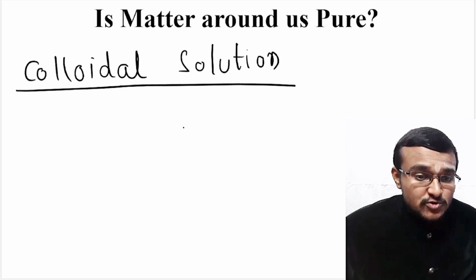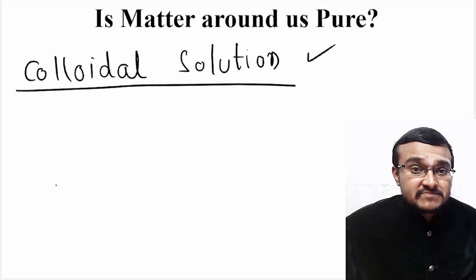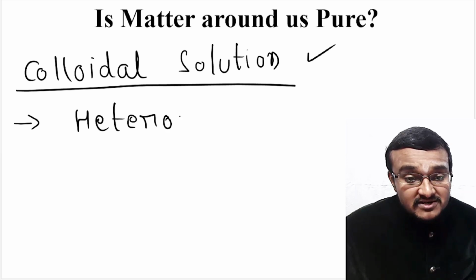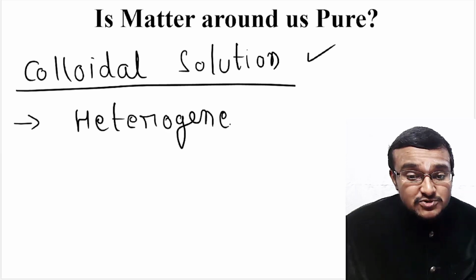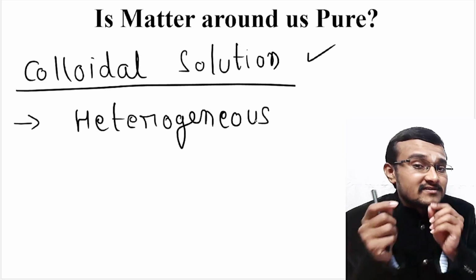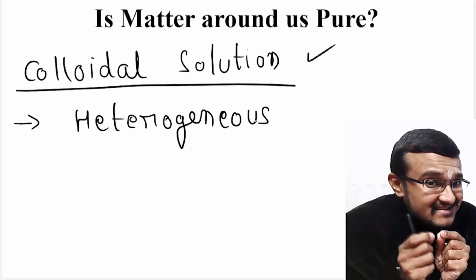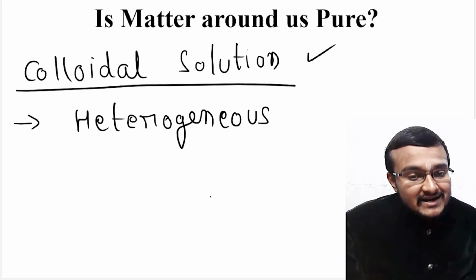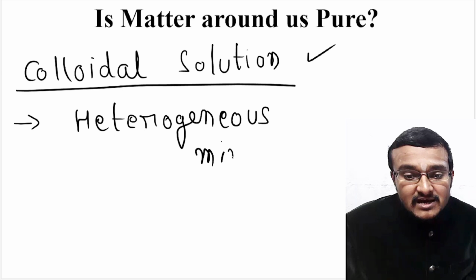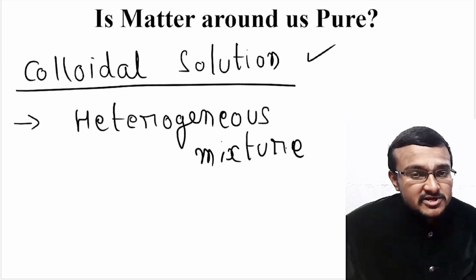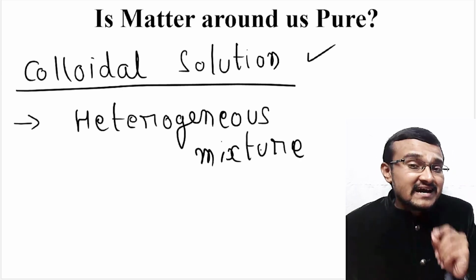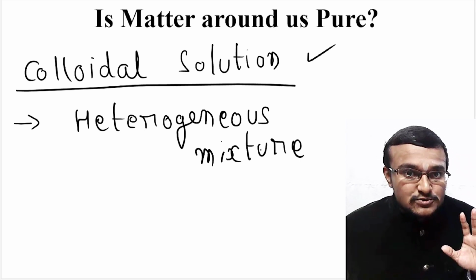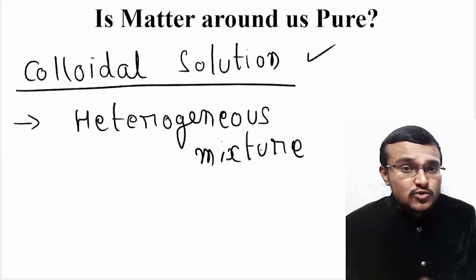After suspension, you have one more concept, that is colloidal solution. Colloidal solution is also a heterogeneous mixture, but here the diameter of the solute particles will be lesser than the diameter of the solute particles in suspension. So colloidal solution is a heterogeneous mixture, but the diameter of these solute particles is very small. Hence, they are dispersed uniformly throughout the solution. They are not dissolved in the solution, but they are dispersed uniformly throughout the solution.